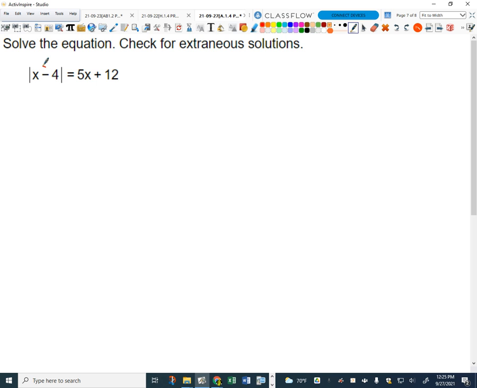Okay, what's inside is x minus 4. What's outside is 5x plus 12. So what are my two equations going to look like then? Whatever's inside, which is x minus 4, is either equal to what or what?